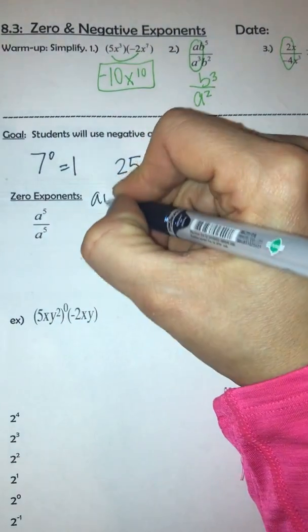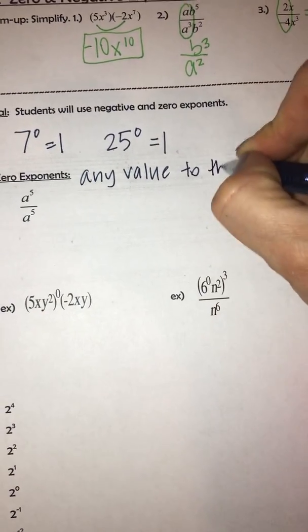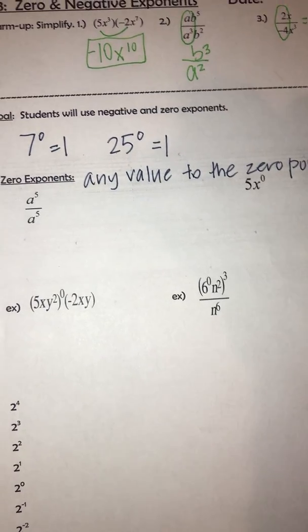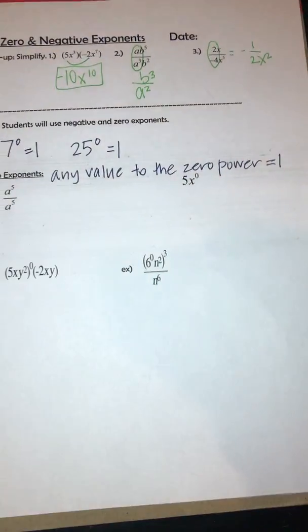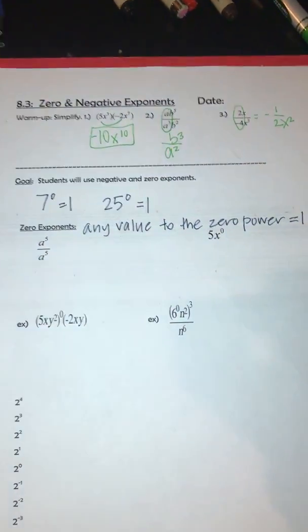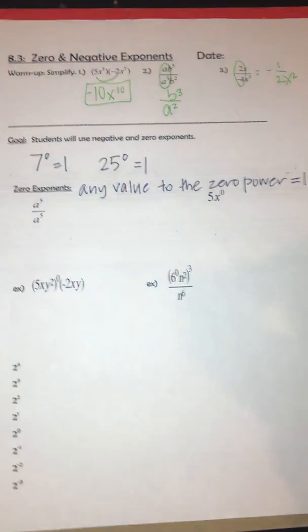So any value to the 0 power equals 1. And I'm going to try to explain a little bit as to why that is in a second here.